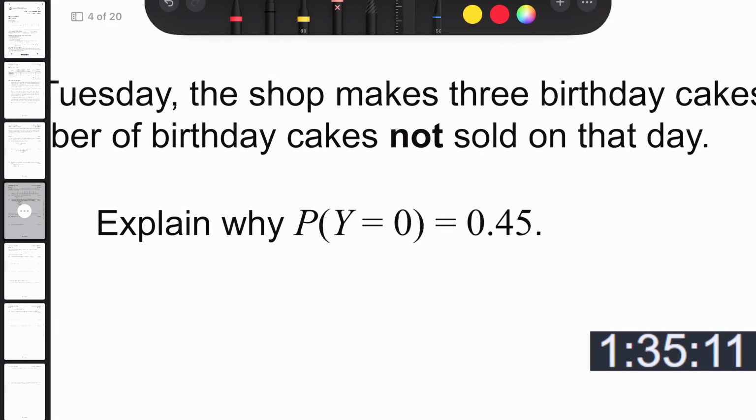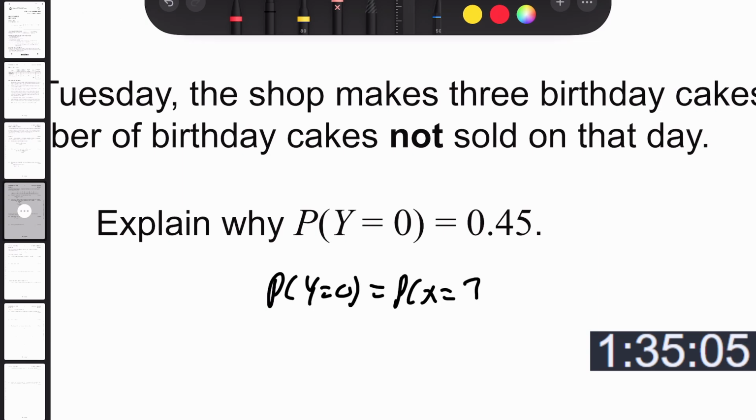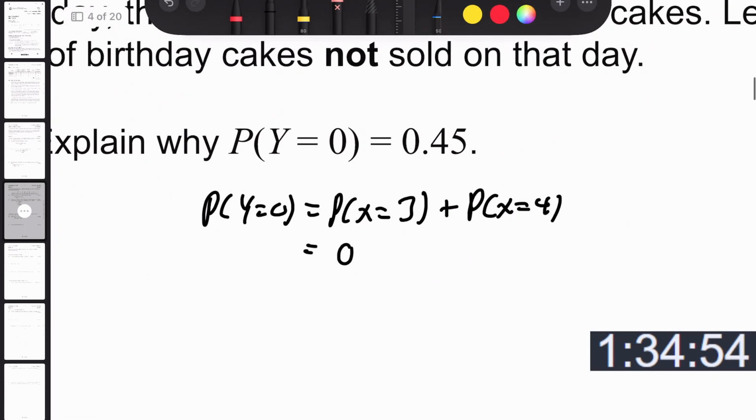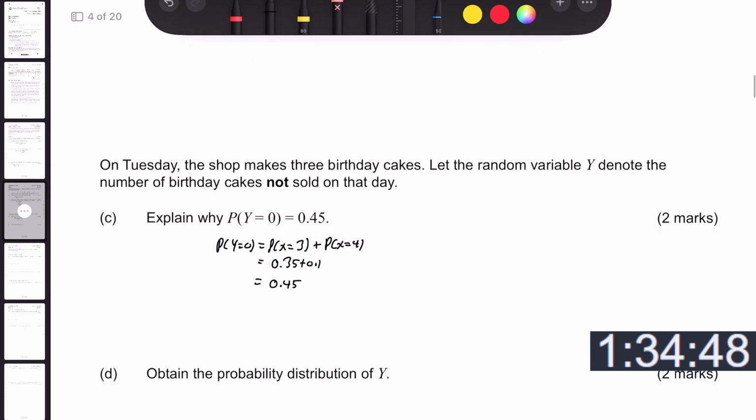So this is just equal to the probability of y equals 0, which is the probability that x is equal to 3 plus the probability that x is equal to 4. So it's 0.35 and 0.1, which is 0.45.